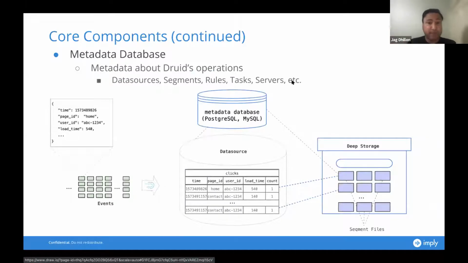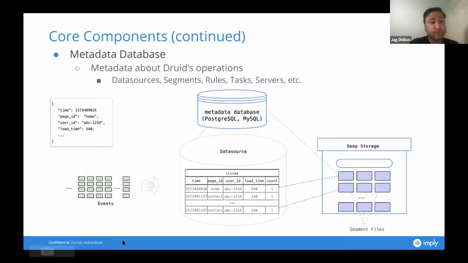And then you have the metadata database. The metadata database tends to run on either PostgreSQL or MySQL, and all it does is hold configuration information about your servers within Druid. The rules, the tasks, the server names, all of that information is stored in the metadata database.